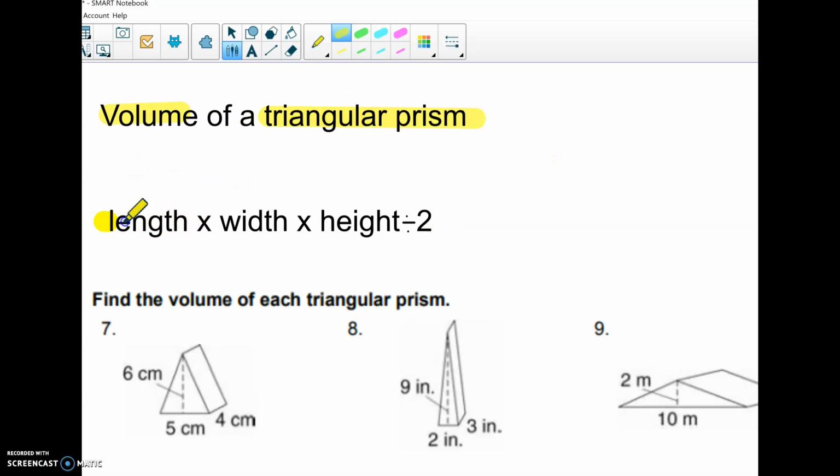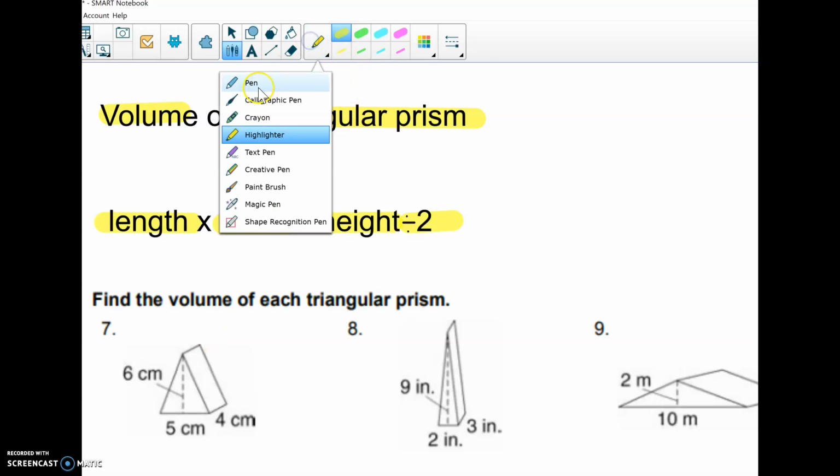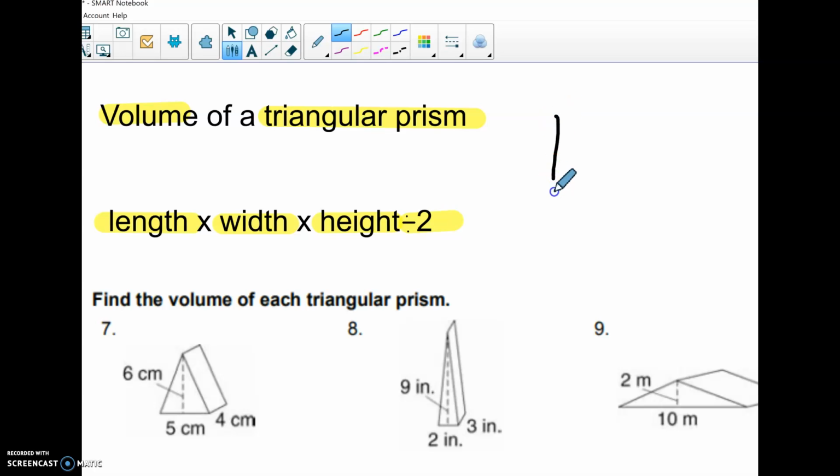So for this one, it's length times width times height, and then we divide by 2 at the end because a triangular prism is half of a rectangular prism. If I've got a rectangular prism, and pretend it's like a block of cheddar cheese or something, and I took a knife and I cut it in half so I could eat it, it would make 2 triangular prisms. So half of a rectangular prism is a triangular prism.